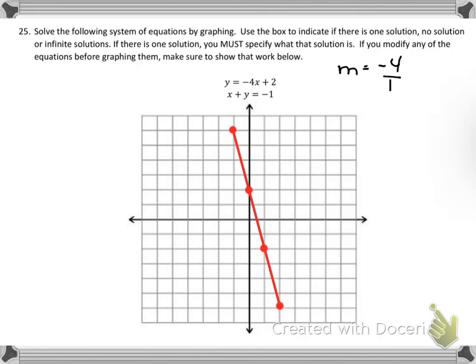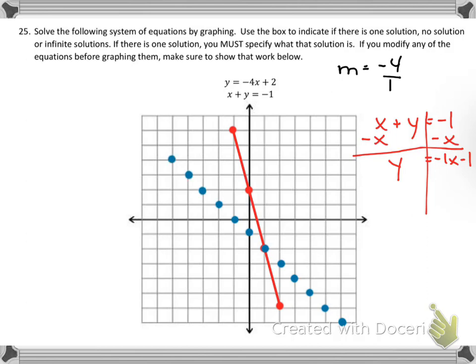So there's my line. Now notice I have another equation, which is x plus y equals negative 1. Now this is going to be difficult to graph because it's not in slope-intercept form. I can simply subtract x from both sides and fix that problem in one step. That gives me y is equal to negative 1x minus 1, or y equals negative x minus 1. Now I can tell just by looking at that that my y-intercept is negative 1, and my slope is also negative 1, or negative 1 over 1. So I can completely cover my graph in dots to graph this line.